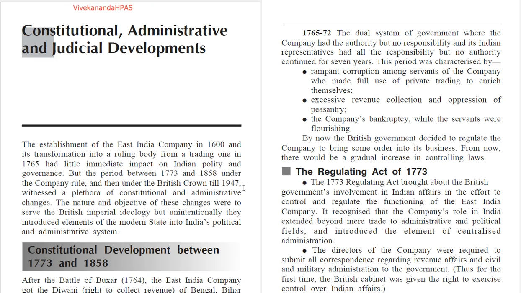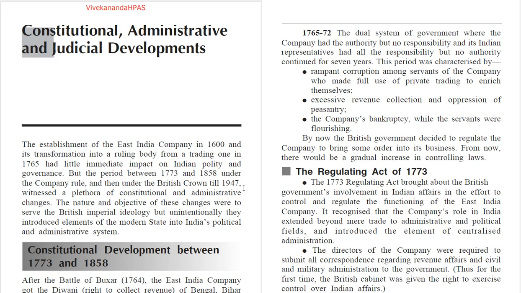So in 1765 to 1772, there was dual government. The government had all the responsibility but no power, and the company had all the power but no responsibility. So if there is no responsibility, what will you do? You will engage in corruption. So the servants of the company engaged in corruption, they enriched themselves. The excessive revenue collection and the oppression of the peasantry continued, and the company filed for bankruptcy.